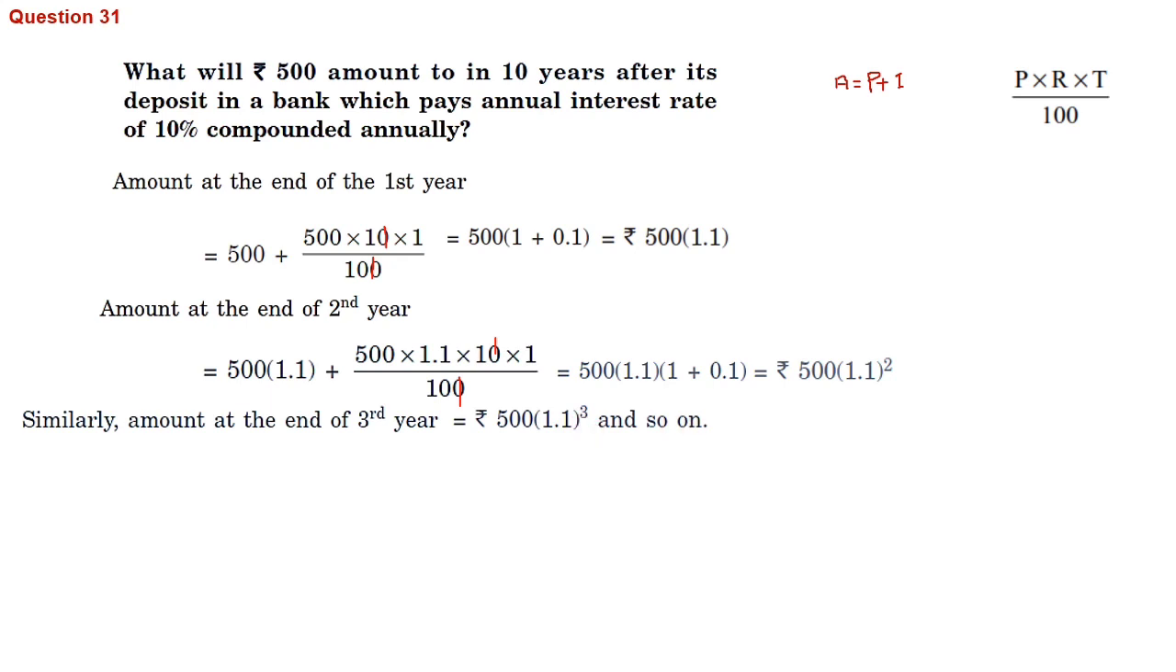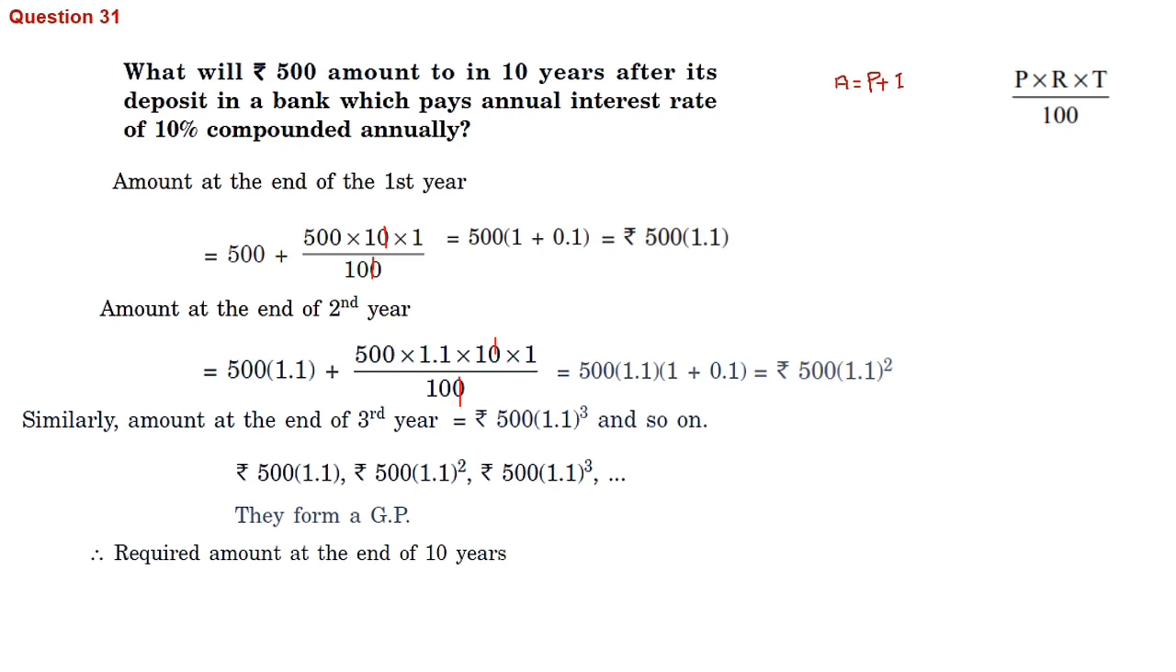Here actually we have to find the amount after 10 years. It is easy if you form a GP like this. If you multiply and keep the answer alone, we won't be able to find it easily. Now it is easy because we know the rule. So 500 into 1.1, 500 into 1.1 square, 500 into 1.1 cube. This is the amount for the first year, second year, third year, and so on. So they form a GP. The required amount at the end of 10 years means we replace n with 10. That is 500 into 1.1 the whole power 10.